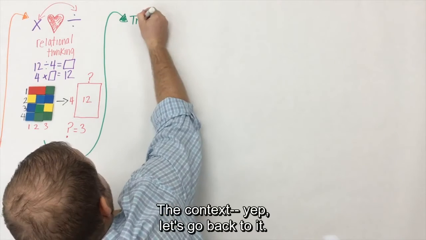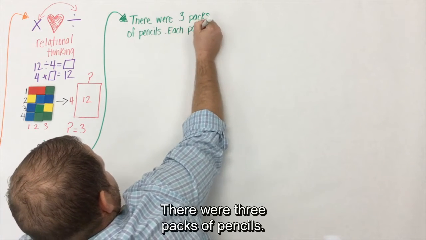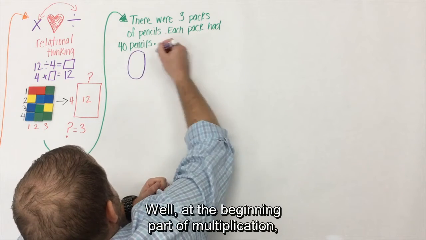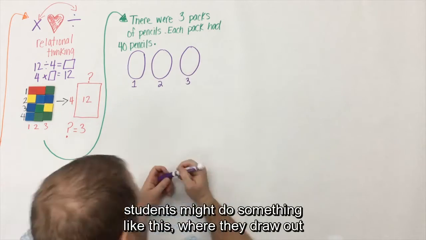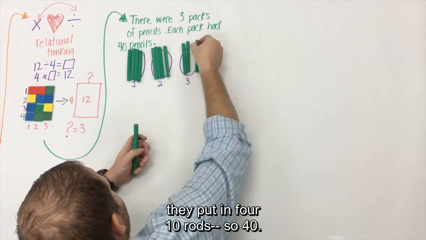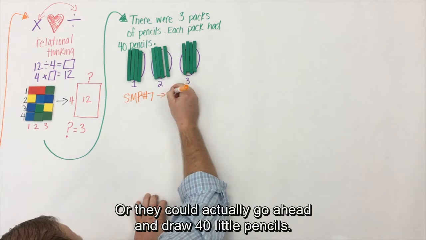The context. Yep, let's go back to it. Here's a simple one. There were 3 packs of pencils. Each pack had 40 pencils. Well, at the beginning part of multiplication, students might do something like this, where they draw out 3 circles, and in each circle they put in 4 10 rods, so 40. Or they could actually go ahead and draw 40 little pencils.